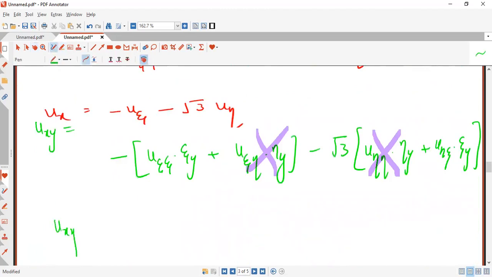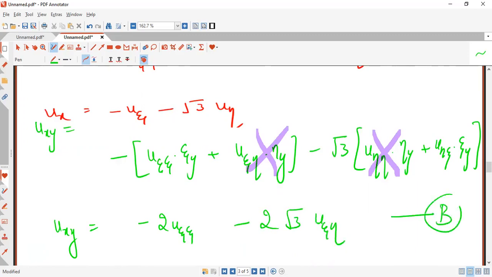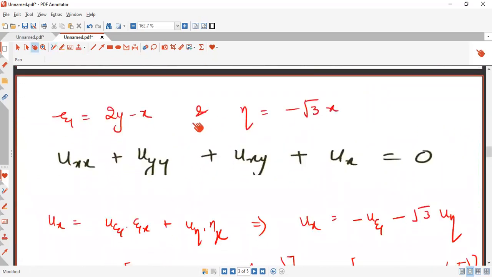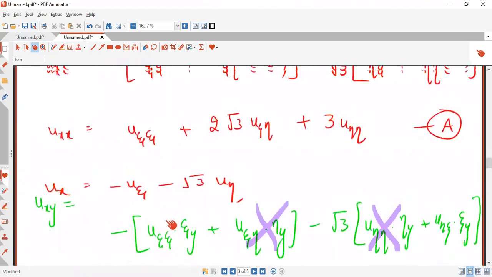Eta y and xi y is 2, right? So minus 2 of u xi minus 2 root 3 of u xi eta. Alright. Now this is b. What is left? Uxy we have done. So uyy is left then. Uy, ux we have done. Uyy.